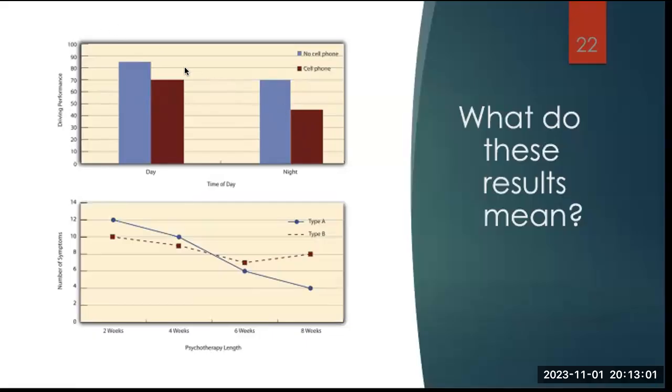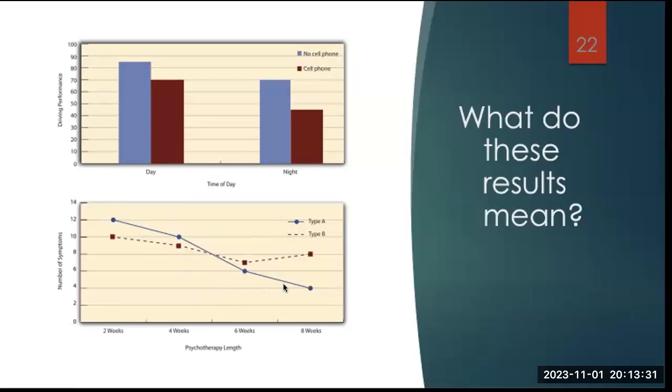What is not as obvious in the bar graph, but is really obvious in the line graph, is if there is an interaction effect. It's much easier to see it in a line graph. So in the bottom line, we are looking at psychotherapy length. That's the independent variable. And the dependent variable is number of symptoms. So the two different independent variables in the bottom part are personality type, which is type A, type B, and we're looking at psychotherapy length.